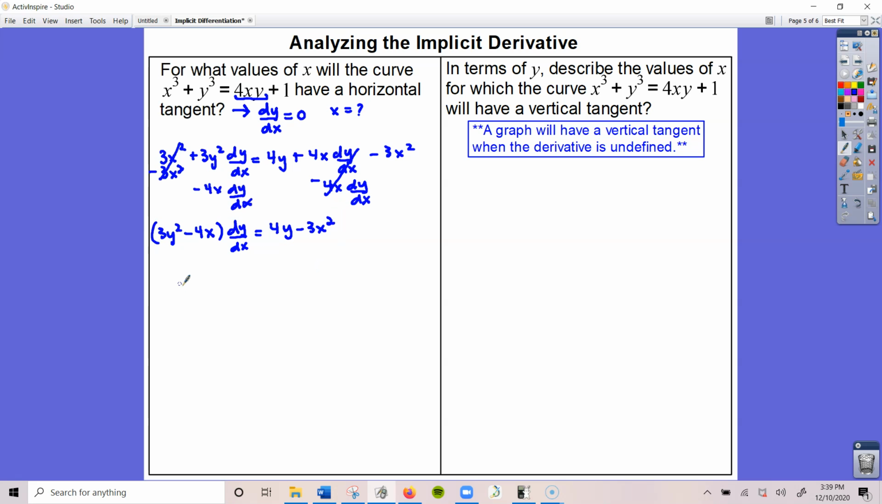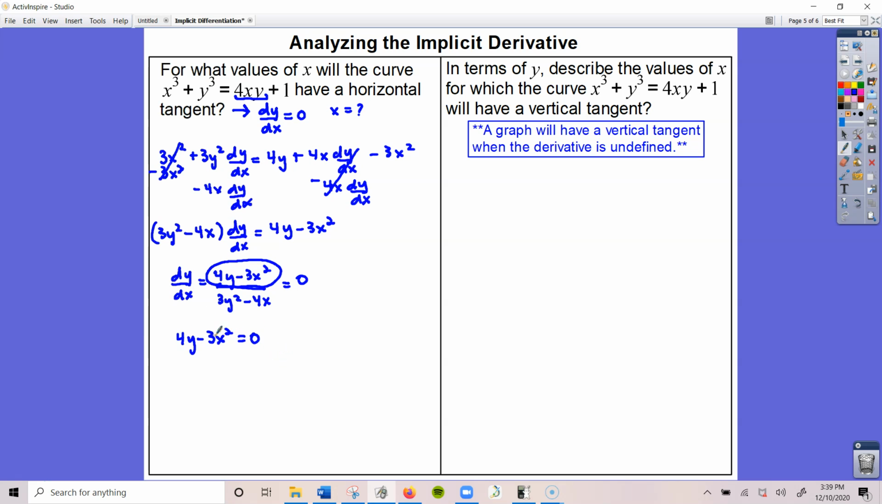So now we would divide this, and we get that dy/dx is equal to 4y minus 3x squared over 3y squared minus 4x. Now, for my derivative to equal 0, this means that only the numerator needs to equal 0. As long as the numerator equals 0, it does not matter what the denominator is equal to. So what we do is we make the numerator 4y minus 3x squared equal to 0.